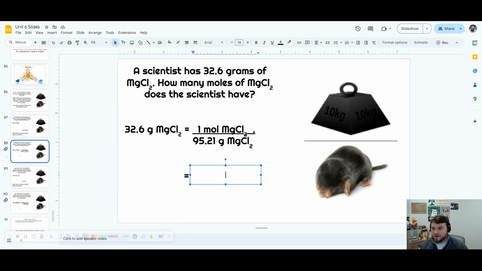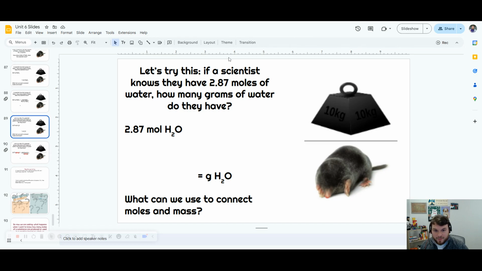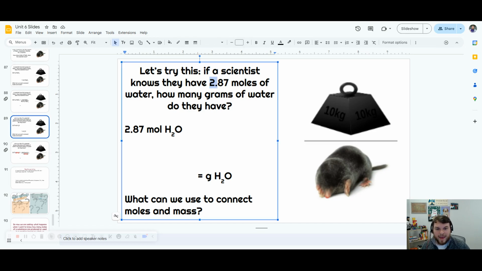Okay, so let's look at another example here. So let me go back to my pointer. Okay, so now we can come here. So let's try this. If a scientist knows they have 2.87 moles of water, how many grams of water do they have, right? So again, here we're starting with a different point. Instead of starting with grams, we're starting with moles. But we're still going to be using grams per mole or molar mass in order to find our answer here.